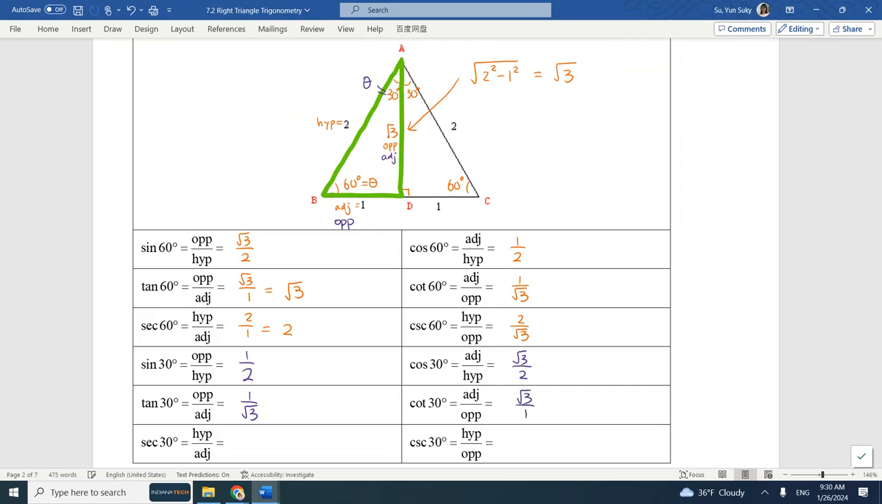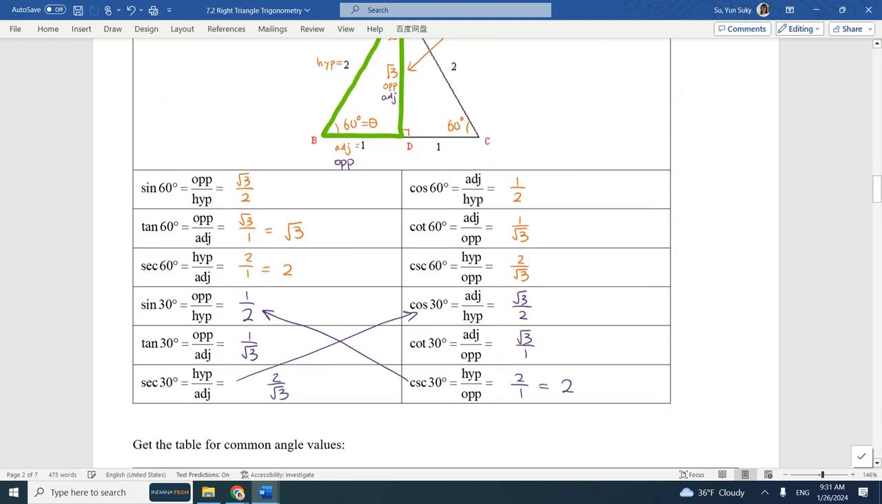And secant 30 degree. Yes, very good. So secant is the reciprocal of cosine. Where's cosine? Right there. So 2 over root 3. And cosecant, 30 degrees. Yes, 2 over 1. See? It's the reciprocal of sine. So we get 2. So we fill out all the values. Okay, everybody?